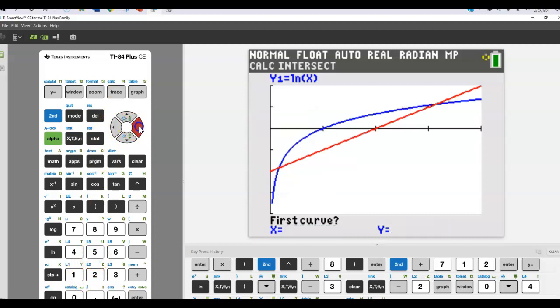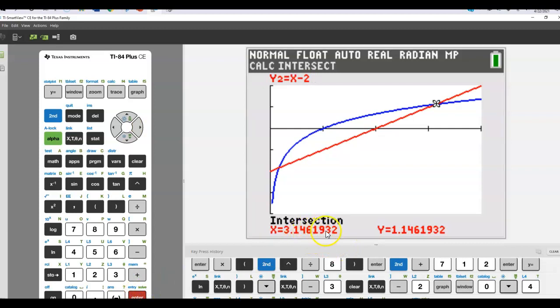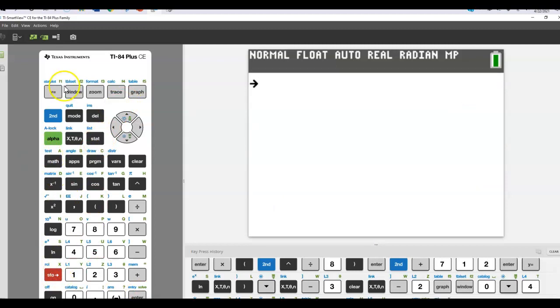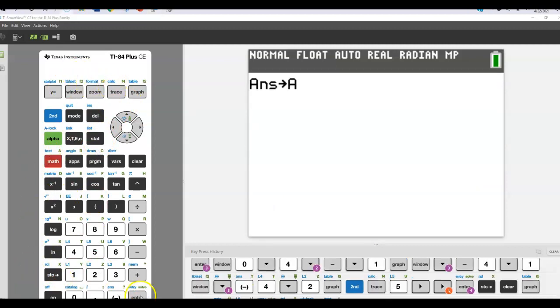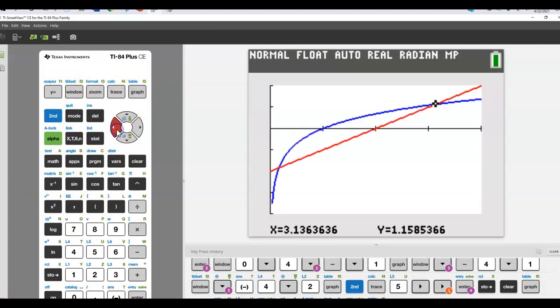So here we go. 1, 2, 3. So we have 3.1461932. I'm going to save that. So I'm going to push enter. I'm going to push store. Oh, sometimes this doesn't work for me. Let me try. All right, and so there's my first intersection point. We're going to go back. I've stored it under A.